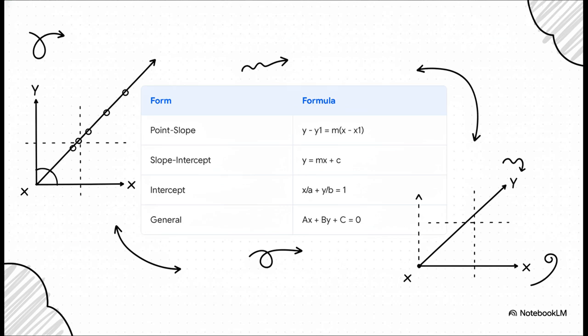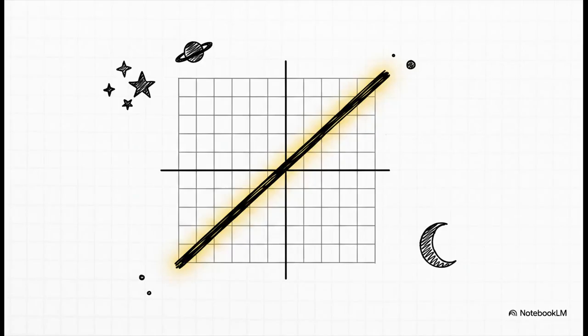Know where it crosses both axes? You jump straight to the intercept form. It's this incredible flexibility that makes analytical geometry such a game-changer for mapping coordinates. But here is the really wild part. Despite all these different specific forms we just looked at, every single straight line can ultimately be boiled down into one super elegant formula, the general linear equation.